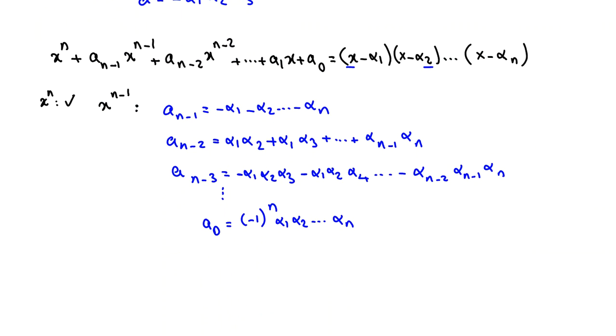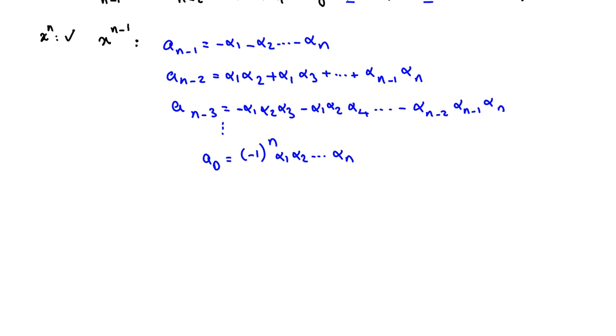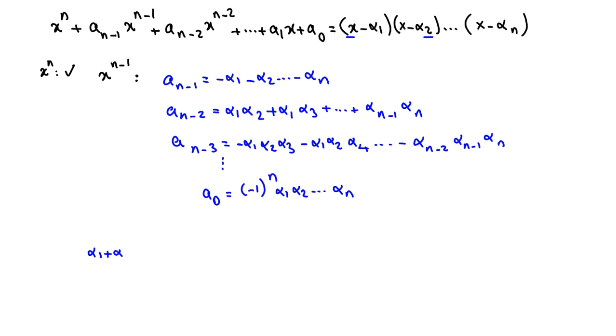Now, here, what can we conclude? We can write it in this form. You say alpha 1 plus alpha 2, let me write here, to alpha n, the sum of roots, is negative a_{n-1}, because if you multiply this by negative 1, this term, it will be what? It will be negative a_{n-1}.